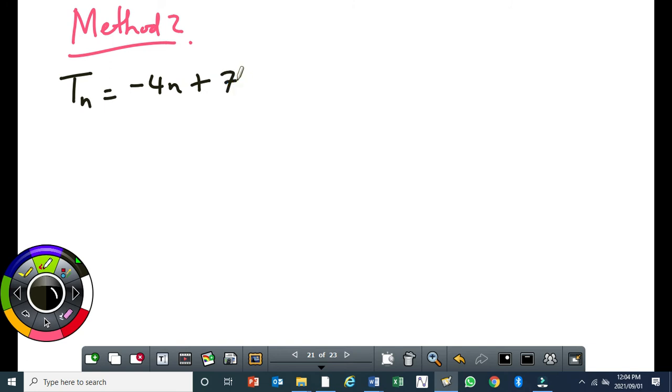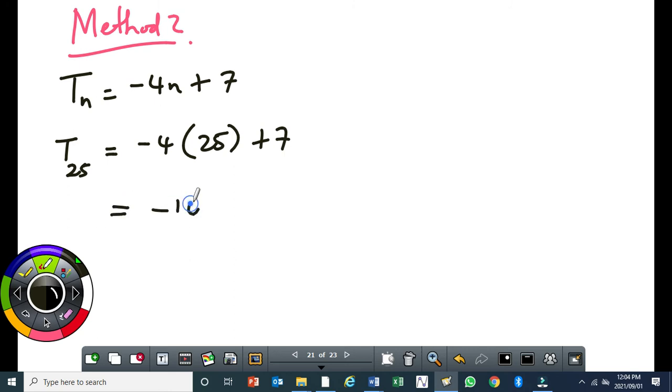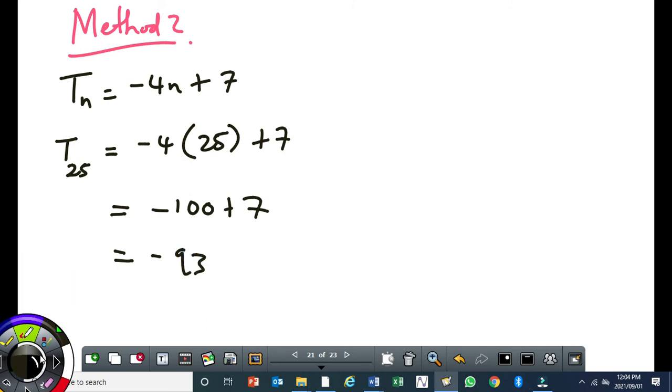So here, all we want is T25. So that will be minus 4 times 25 plus 7. And that will give you minus 100 plus 7, and you get minus 93. This is a shorter way as compared to the other one. But it's not important whether it's a short way or a long way. What's important is being able to use either of the two methods.